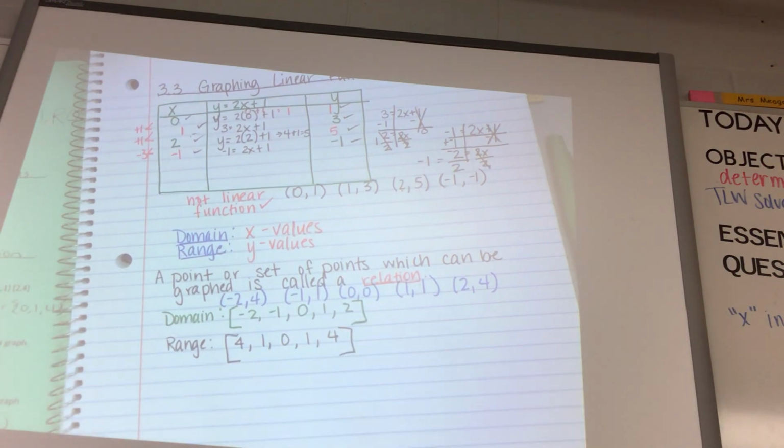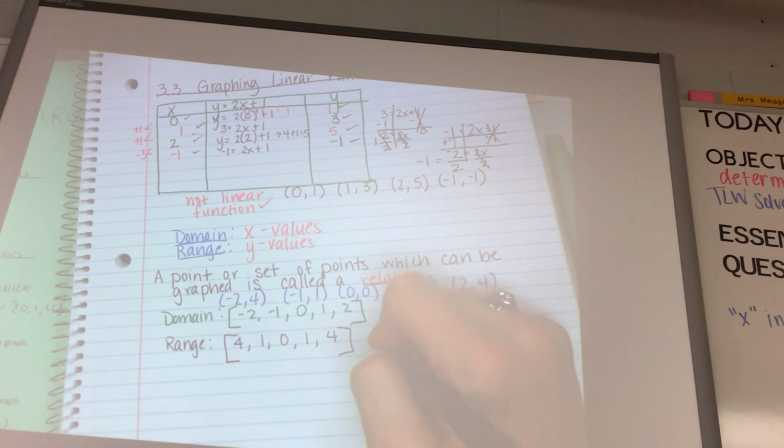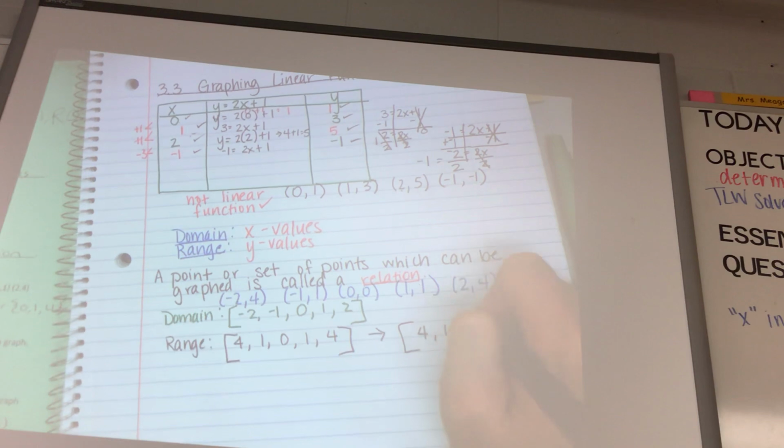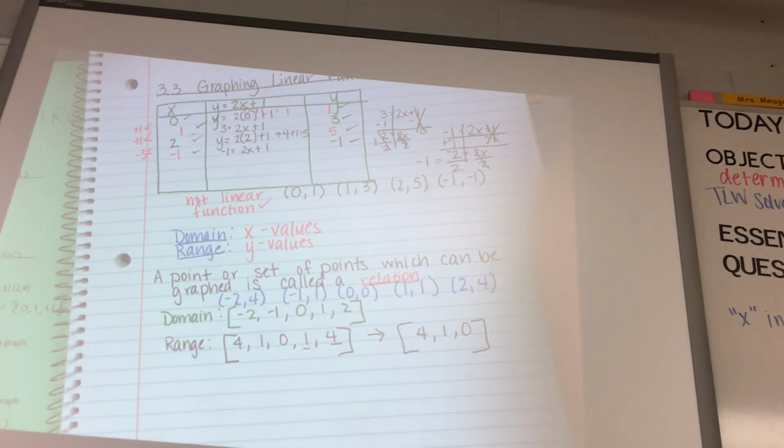Look at this one. Since we're not talking about our x values here in the range, if they're repeated, you don't have to put them twice if they're the y values, okay? So we already know it's a function because there's no x values repeated, but you could change this into this if you just wanted to. You don't have to repeat this one and this one. Okay? I'm just letting you know. If they do repeat, you don't have to put them in there twice.